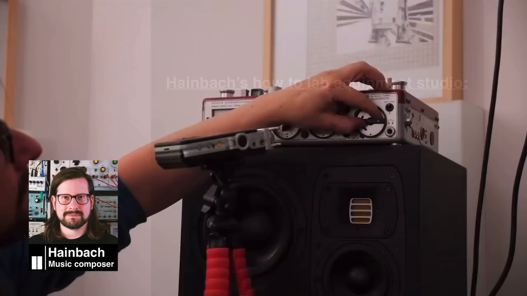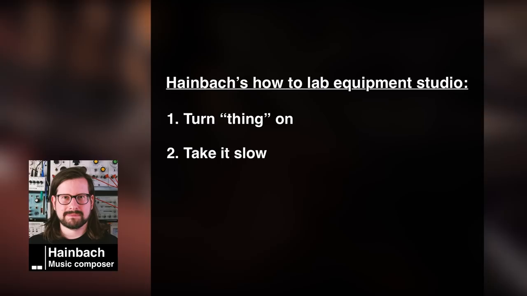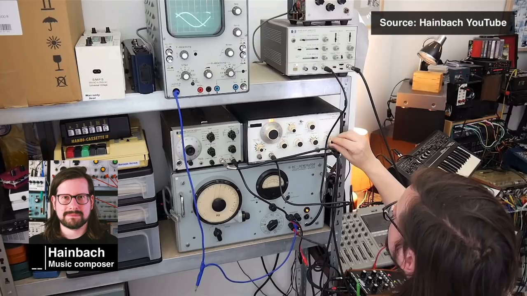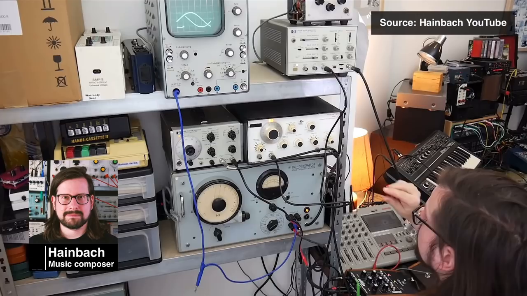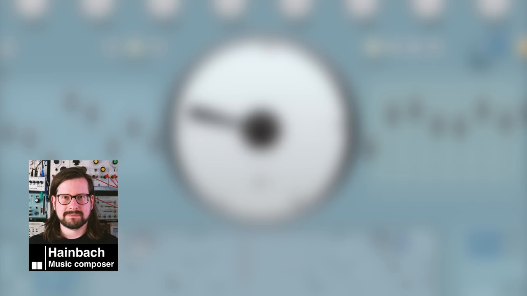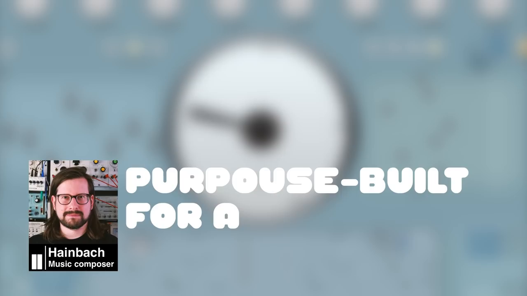And usually that means just turning it on, upping the volume really slowly, so it doesn't fry all the gear behind it, because these things can sometimes put out 60 volts because they were meant to drive motors and stuff like that. So you have to be really careful, and then you hear a tone, and the tone goes, and it's the most gorgeous oscillation you've ever heard. You're like, why doesn't my Eurorack sound like this? Why doesn't my synthesizer, why doesn't my Moog sound like this? It sounds very different because it was purpose-built for a different idea.